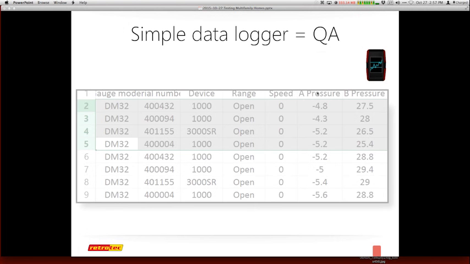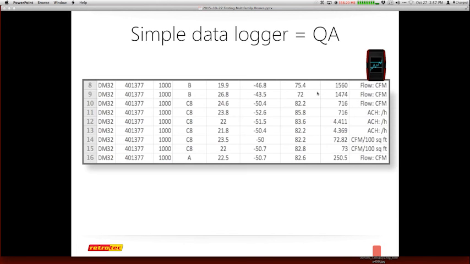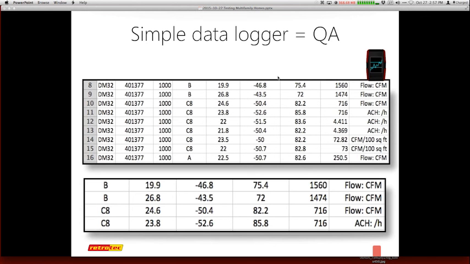A couple other screenshots here show that once I know all of these factors, if somebody had changed the range on the gauge, that would also show up in my results. Here you can see an example of one fan where I changed my range, and over here on the far side, I had changed my results. So instead of CFM, I had air changes per hour or CFM per 100 square feet. All of the things that are in the gauge get logged through Data Logger.